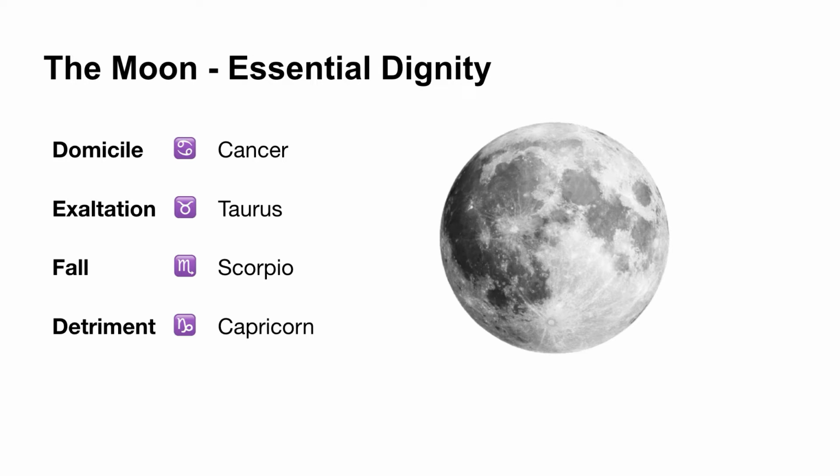Nevertheless, the Moon is better at doing the Moon stuff when she's in Cancer and Taurus. So people with the Moon in Cancer and Taurus are usually more in touch with their needs and emotions, whereas people with Moon in Scorpio or Capricorn need to find creative ways to get in touch with their Moon.